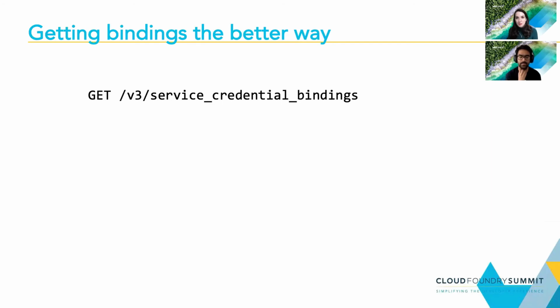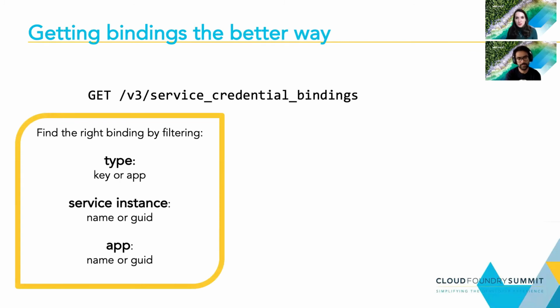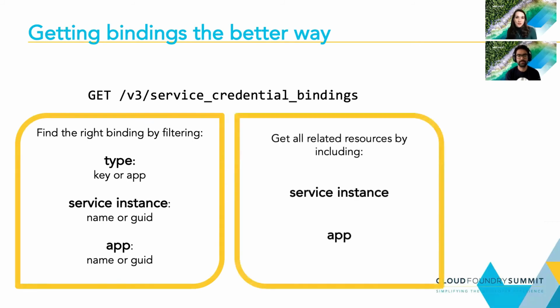Following the same principles as the rest of the API design, we have concentrated all the functionality on a single endpoint that has one consistent response and that can be manipulated using filters, such as selecting the type of the bindings and its relationship with the service instances or apps, if it has any. And it can also be extended by using includes so that you can receive the service instance and the app at the same time as receiving the bindings.